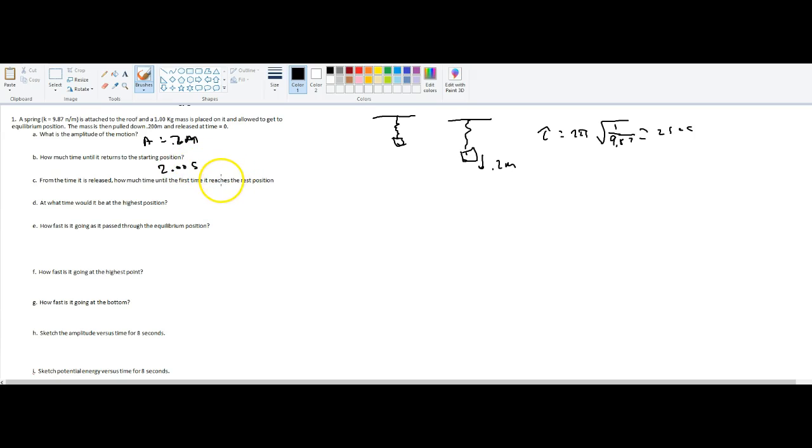Time is released. How much time until it first reaches the equilibrium position? Okay, so how much time until it reaches the equilibrium position? Well, when I pulled it down 0.2, it's when it gets back to this middle position, right? So that would be 1/4 of the whole trip. And so 1/4 of 2 is 0.500 seconds.